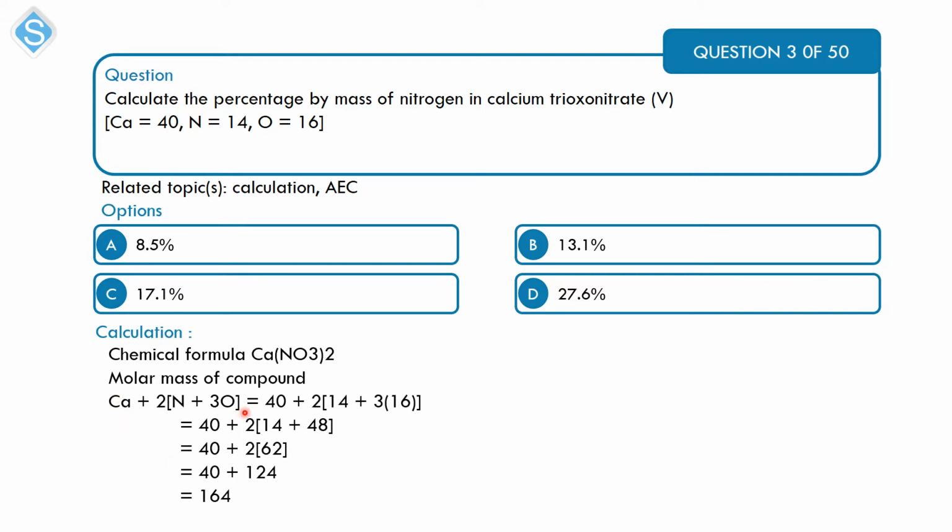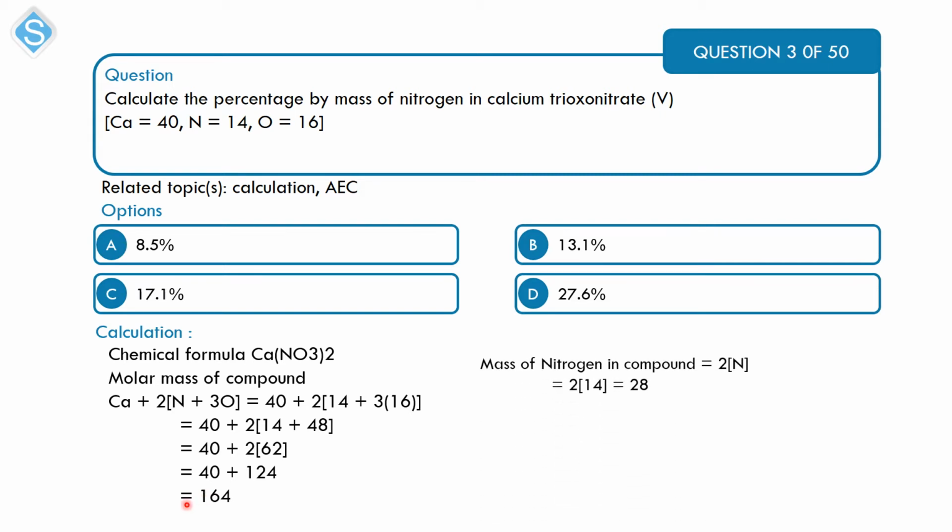So you have calcium as 40, plus 2 in brackets, nitrogen is 14, plus 3 times oxygen, that's 16. All right, so you have 40 plus, in bracket, 2 in bracket, 14 plus 3 times 16 is 48. Then this is equal to 40 plus this, which is 62. 2 times 62, that's 124. 40 plus 124, that's 164. All right, so now we have the molar mass of the compound.